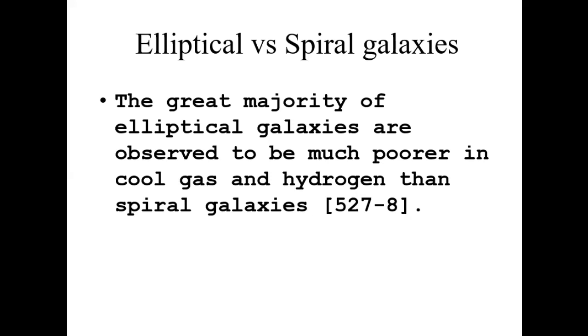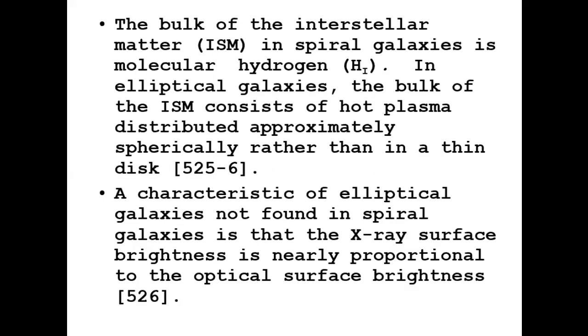The great majority of elliptical galaxies are observed to be much poorer in cool gas and hydrogen than spiral galaxies. And there's the page numbers. The bulk of the interstellar matter in spiral galaxies is molecular hydrogen. This is the 21 centimeter line observations. In elliptical galaxies, the bulk of the interstellar matter consists of hot plasma distributed approximately spherically rather than in a thin disk.